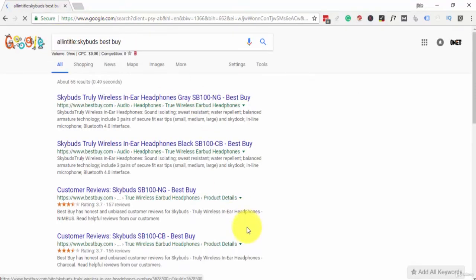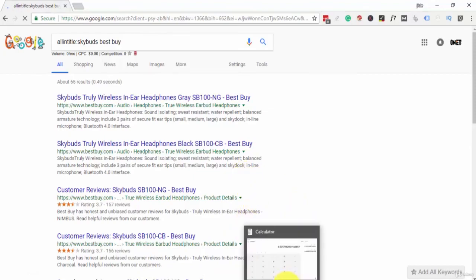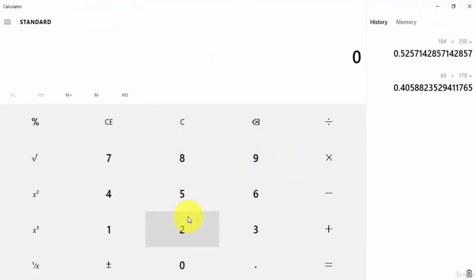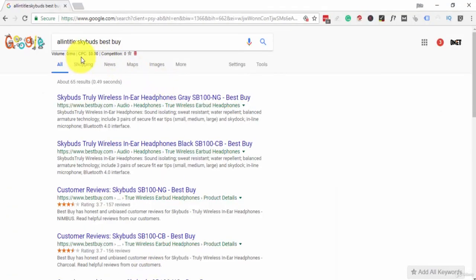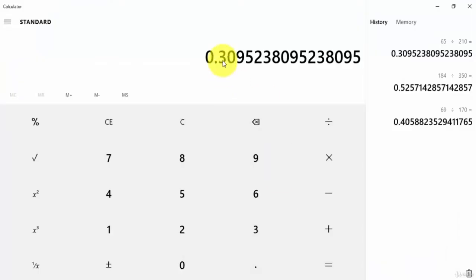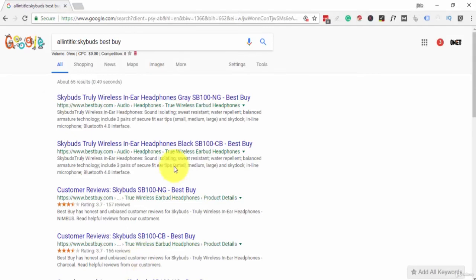I think the search volume was 210. If I remember correctly, 210. 65 divided by 210. Still okay, it's not totally bad. It's 0.3. But what we are looking for is 0.3 or less, like 0.25. So if you can get something like this, keep doing your keyword research till you get a very low competition keyword like this.